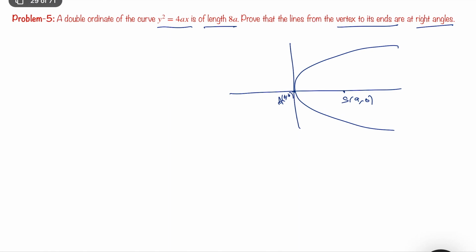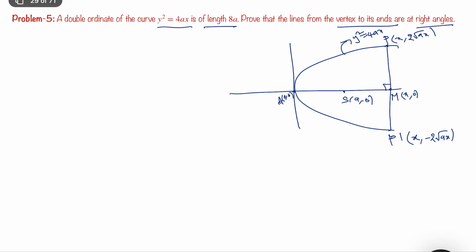Double ordinate is a chord perpendicular to the axis of the parabola, something like this, PP'. Let's say this meets the axis at M. So let us say this is (x, 0). If this is (x, 0), then the P coordinate must be (x, 2√(ax)), as it is the point on the parabola y² = 4ax, and P' must be the mirror image of this P, so it must be (x, −2√(ax)).